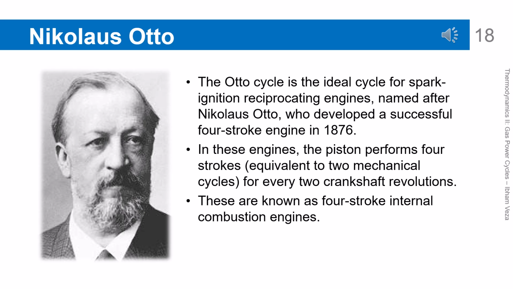Nicholas Otto. The Otto cycle is named after Nicholas Otto, who developed the four-stroke engine in 1876. This engine became the basis for almost all modern gasoline engines. In one complete cycle, the piston performs 4 strokes over 2 crankshaft revolutions. This concept shows how the chemical energy of fuel is converted into mechanical work. Its ideal model is then used for thermodynamic analysis.